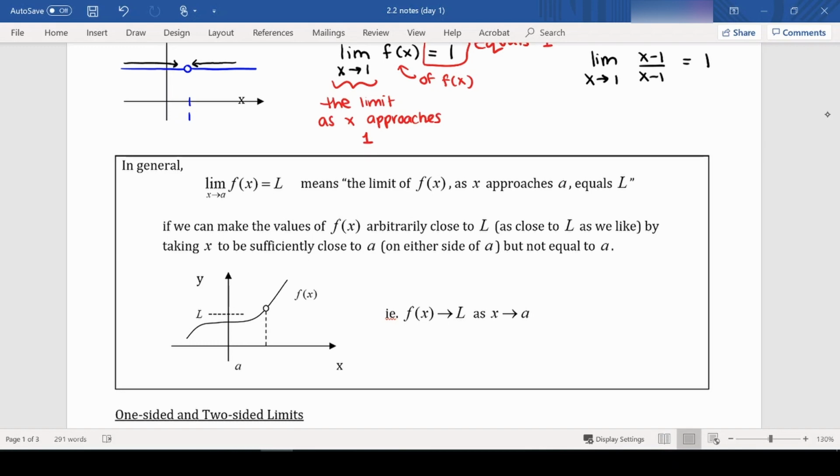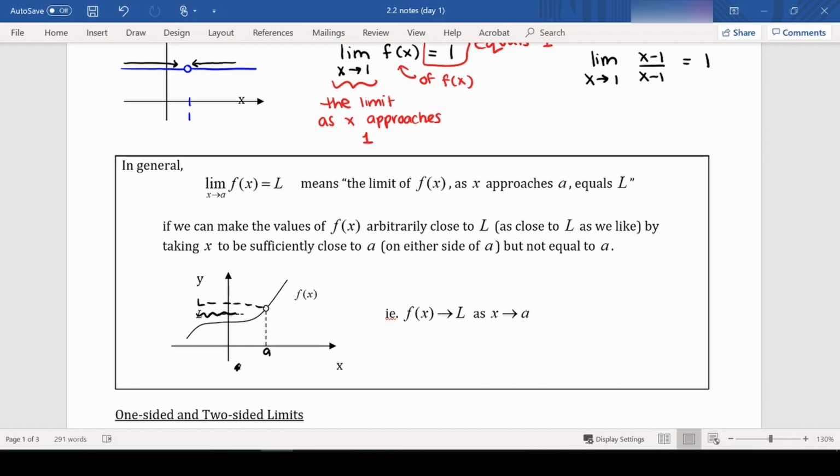And our picture isn't great, so I'm going to remove this A and stick it here. And I'm going to change this L and add it up here. And hopefully by the time you're doing this lesson, I've fixed your document as well so that it's not so terrible. So f of x will approach L as x approaches A.